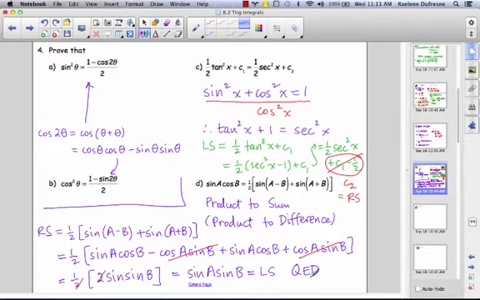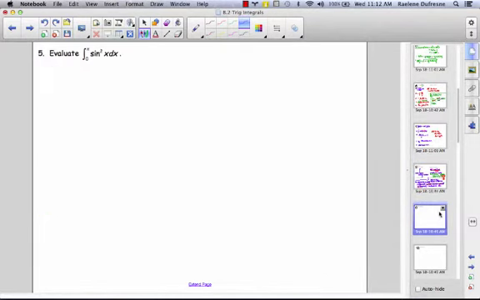QED, quod erat demonstrandum, which in Latin means it was shown, demonstrated, or proven. In number 5 then, we want to integrate the definite integral from 0 to pi of sine squared x dx. Again, sine squared x is not a basic antiderivative. It is not someone's direct basic derivative. And so what we want to do is consider an alternative way of expressing sine squared x.